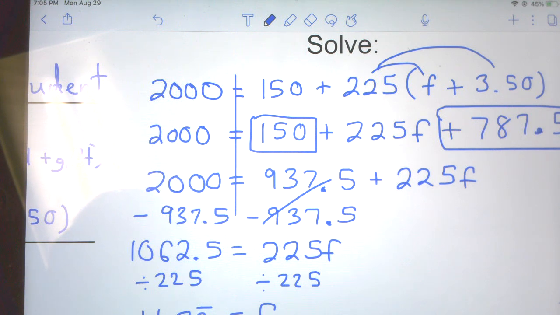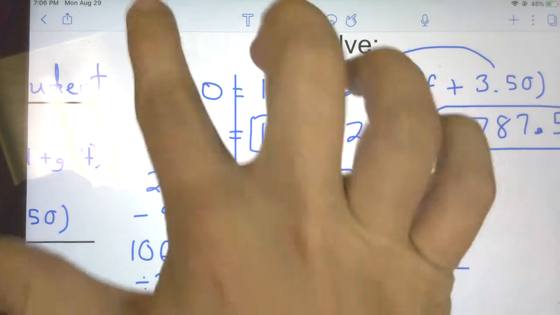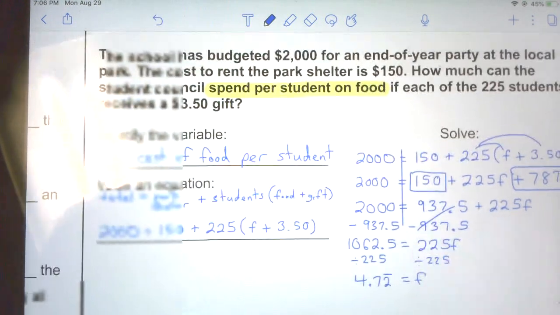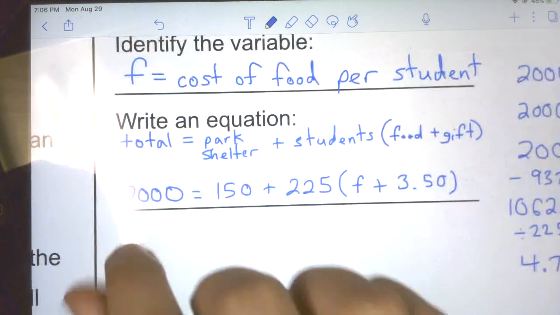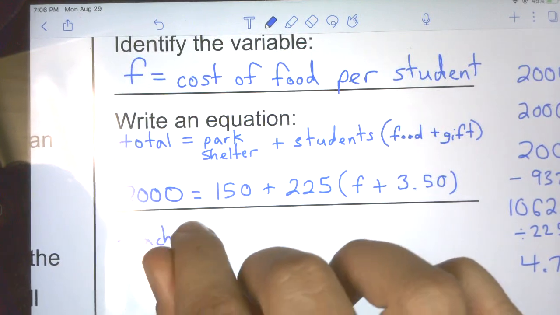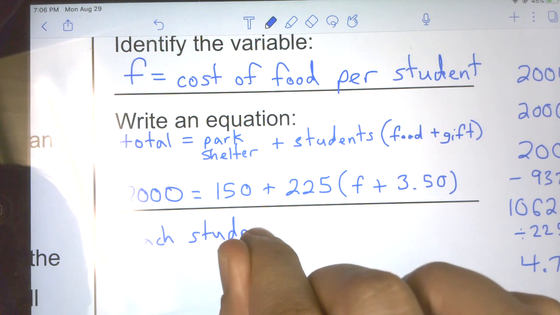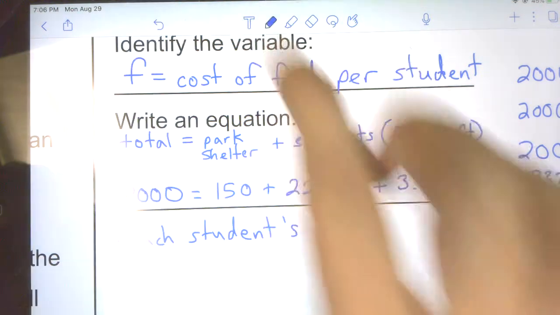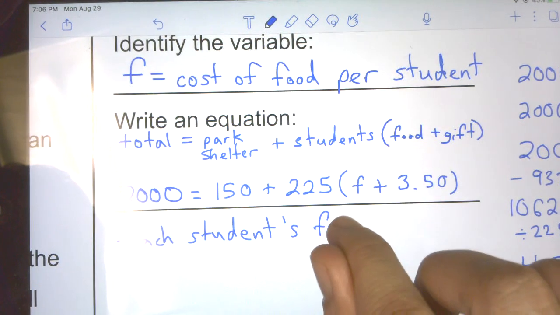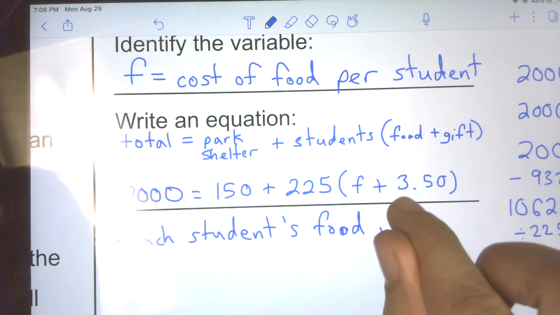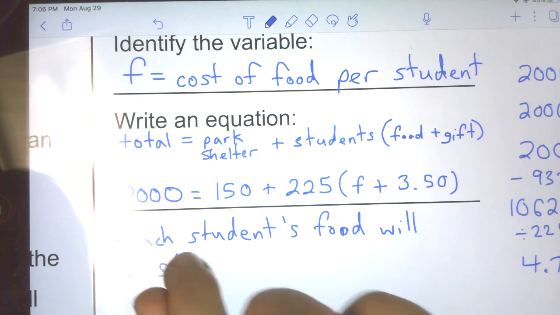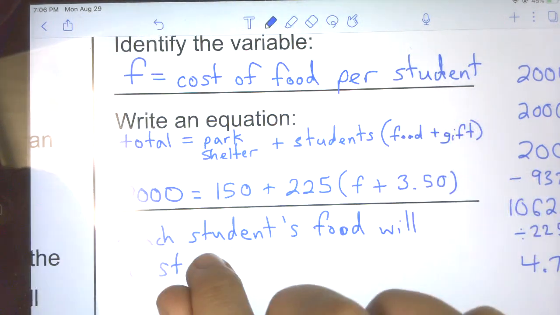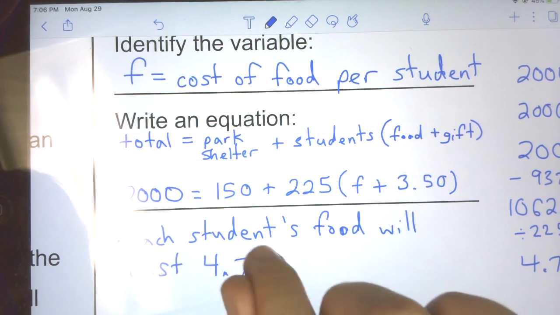1062.5 divided by 225. That gives me 4.72 repeating. That's right. So then what does that mean to the problem? Well, what that means is that each student, or each student's lunch or each student's food, I don't know if it's lunch or not, but each student's food will cost $4.72.